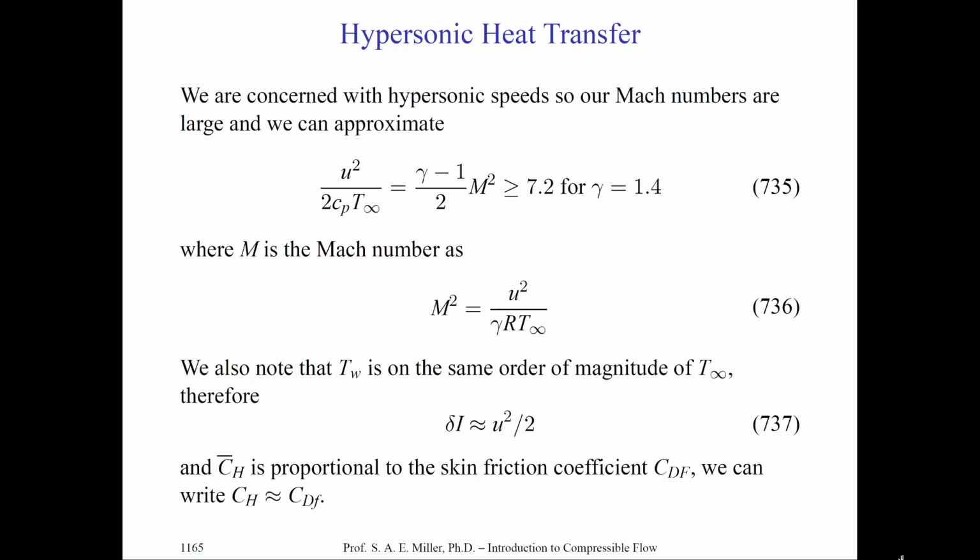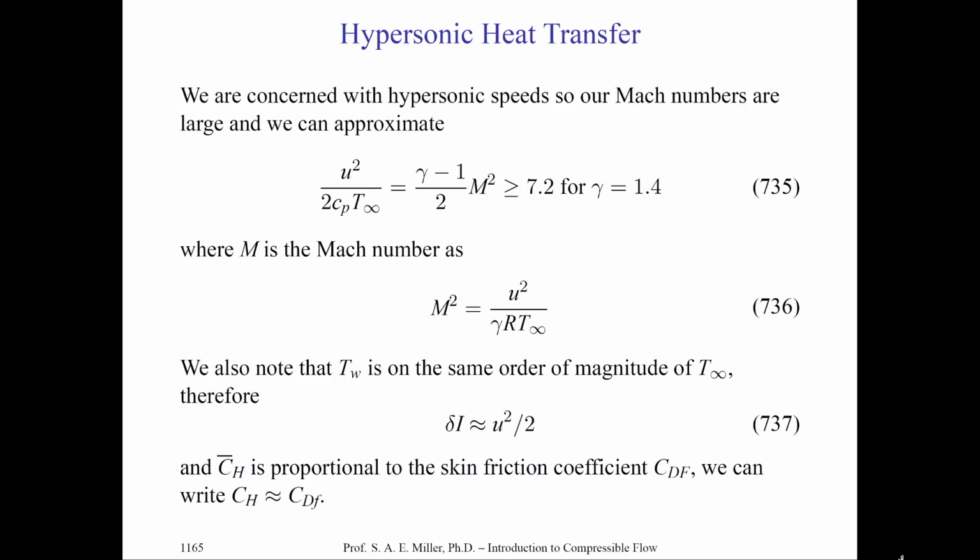Now, we want to look at hypersonic speeds in particular, so you should know that our Mach numbers are large, and therefore we can approximate, say, U squared over 2c_p T infinity might go as (gamma minus 1)/2 times M squared, which will of course be much greater than 7.2 for gamma 1.4 for large M. Here M might be approximating the Mach number in 735 as U squared over gamma R T infinity.